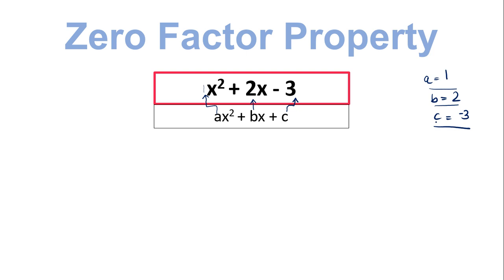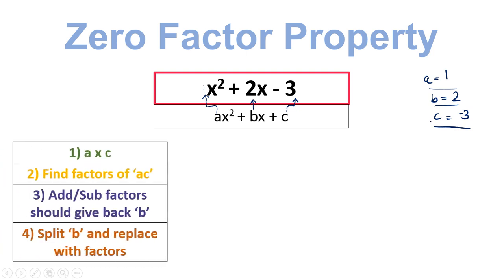Now the thing is, we have to solve this equation using the zero factor property. And for that, I need to again list down my steps on the side so that I can solve accordingly. Now the very first step says a multiplied by c. Now what's my a? It's 1. And what's my c? It's negative 3. But when you're finding out the factors, you don't really care about the negative or positive sign. For now, all I know is that I have to do 3 multiplied by 1, which is equal to 3. Now, once you have that, step number 1 is complete. Now, step number 2, find the factors of ac. Now, I have to figure out what two numbers give me my 3.